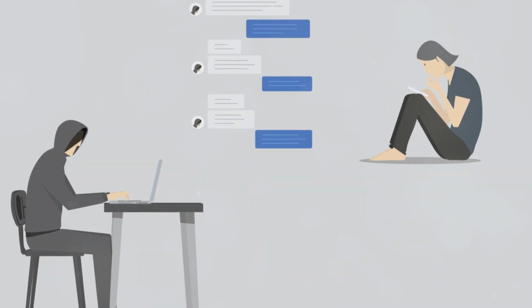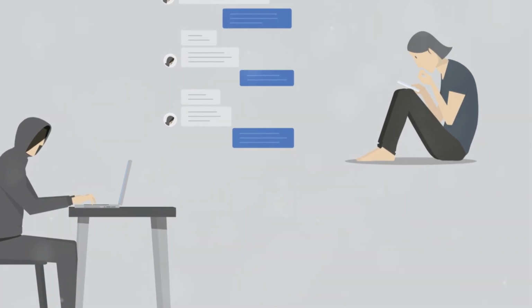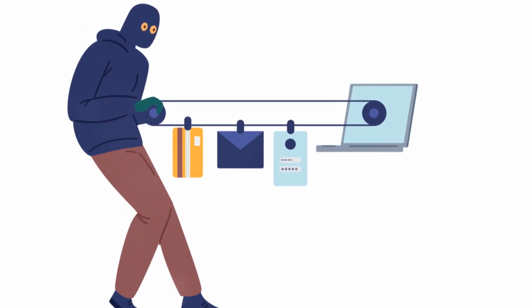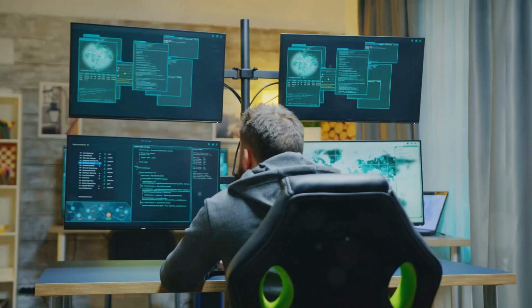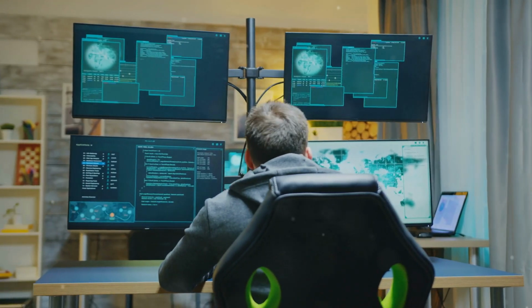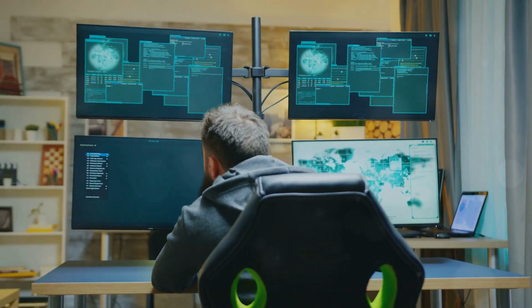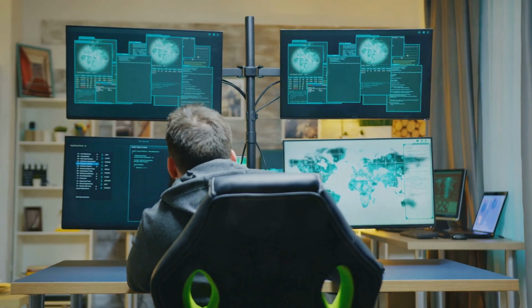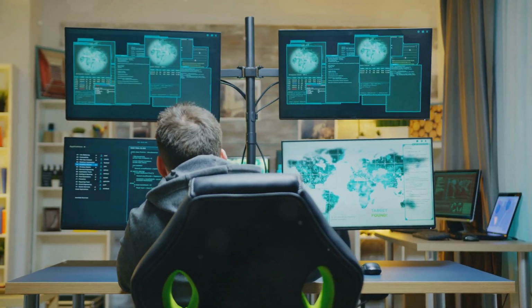Some worms are designed to steal information. They can infiltrate systems and extract sensitive data without the user's knowledge. This can include personal data, passwords, and financial information. The stolen data can then be used for identity theft or sold on the dark web.